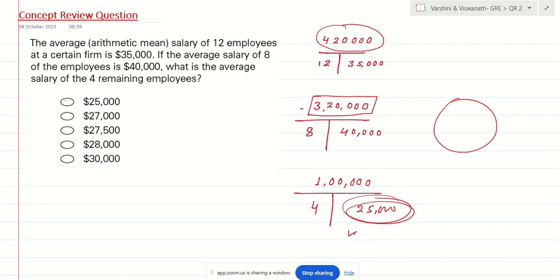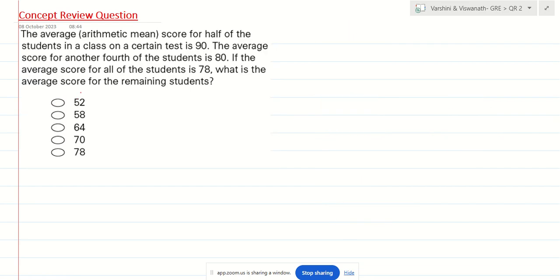This is the kind of question they ask. With this version, you will get a good score, don't worry. Let's go ahead with the next question.